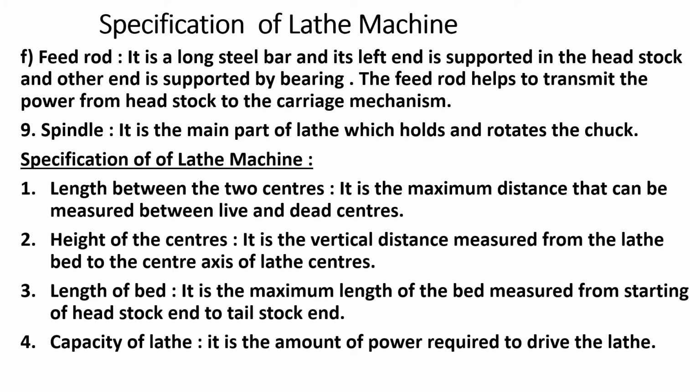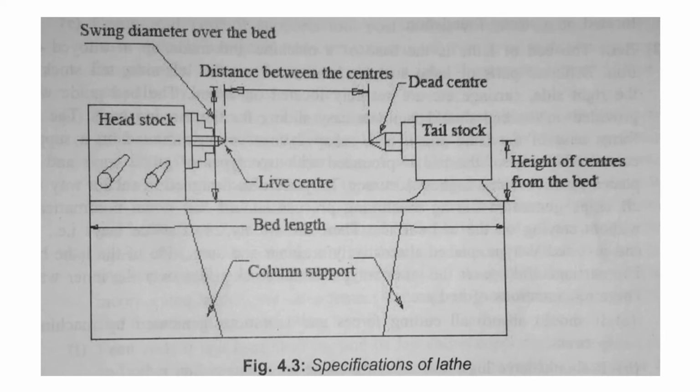Some specifications are there. The length between the two centers is the maximum distance that can be measured between the two centers. Height of the centers is measured from the bed to the axis of the lathe centers. Next, length of bed, which we already observed in the diagram. Capacity of the lathe is the amount of power required to drive the lathe. The lathe is operated by electric power. So that is capacity.